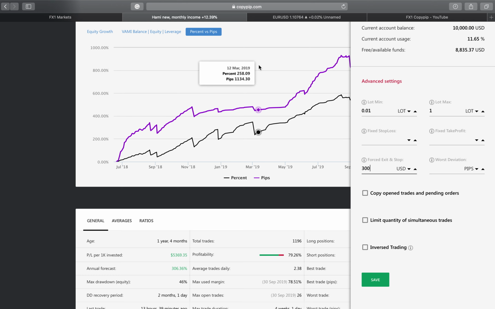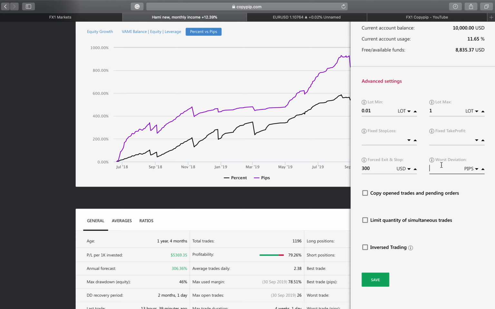This number might help you with huge drawdowns. Sometimes traders have really huge drawdowns, and before you go really deep into those drawdowns, you exit with your risk level, which mine, let's say, is 300.